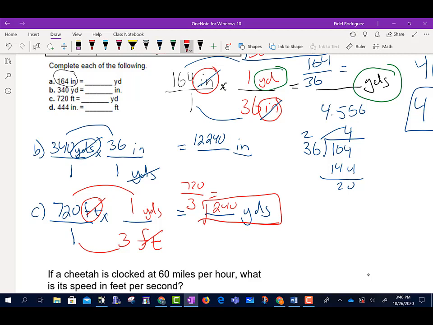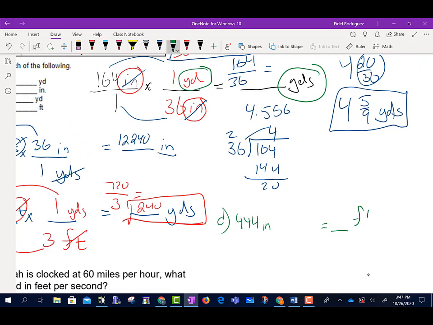All right. And we do have a part D. So part D says, can we convert 444 inches into feet? Okay, into feet. All right, so let's think of this as 444 over 1 times, I'm going to write a fraction here. Remember, if I have inches here, I'm going to put inches here, and if I have feet here, I'm going to put feet here.